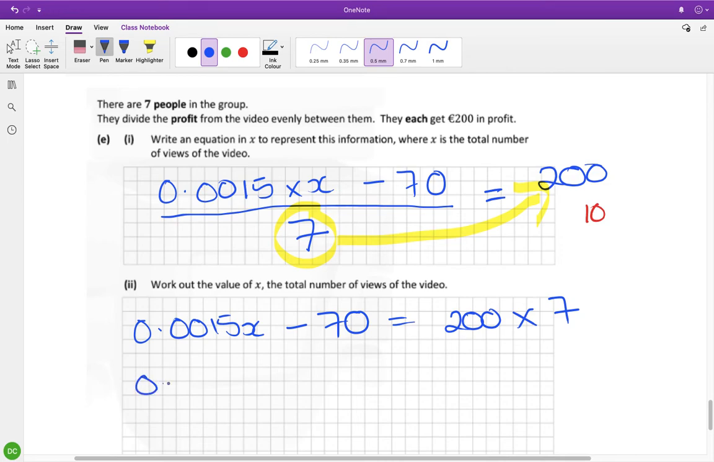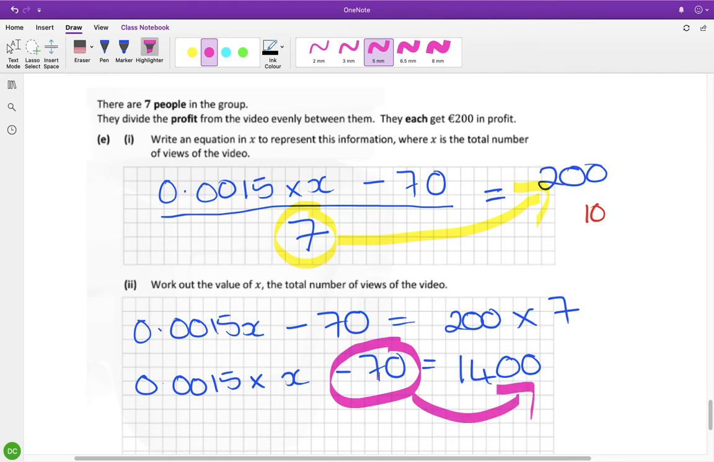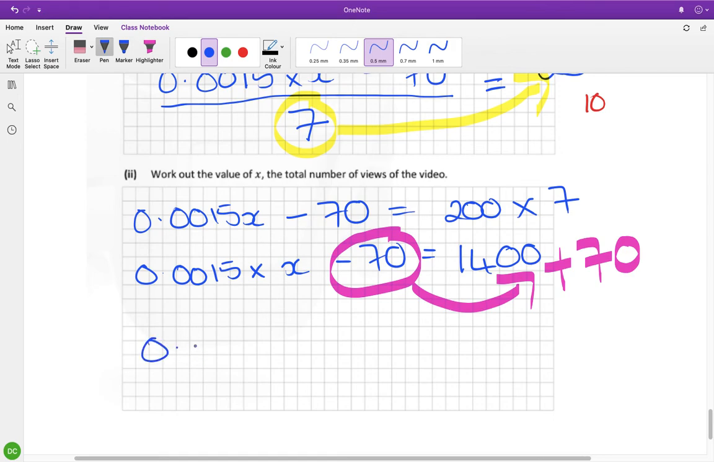Okay, so 0.0015 multiplied by x minus 70 equals €1,400. So the next thing I'm going to do is take this 70 and bring it across, and that has to become the opposite, so it'll become a plus 70. And so I have 0.0015 multiplied by x equals 1470.